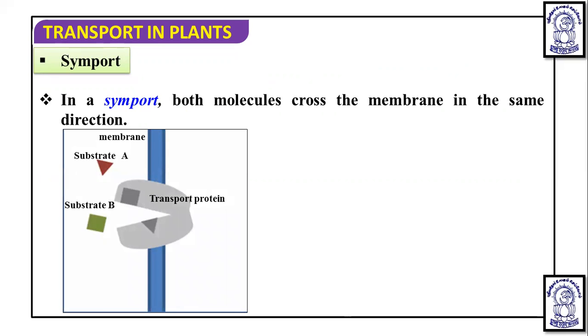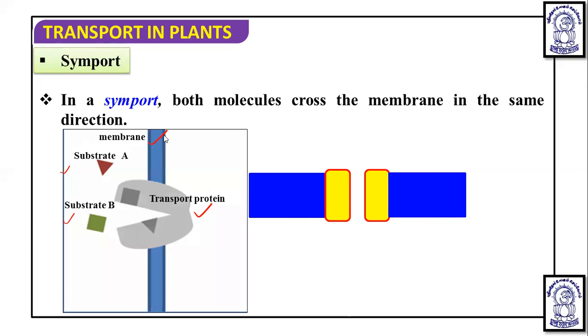You can see this is substrate A and substrate B, this is a transport protein, and this is the membrane. When both are passing through it in only one direction, two molecules are moving, then we can say it is the symport. Both molecules will move in one direction, so it is known as symport. Here you can see from the exterior to the interior, two molecules are moving in the same direction, so it is known as symport.